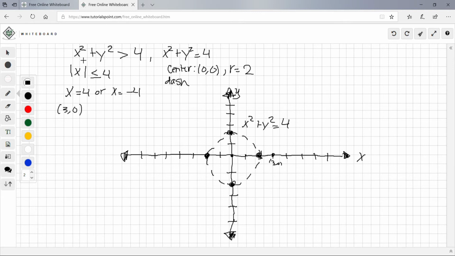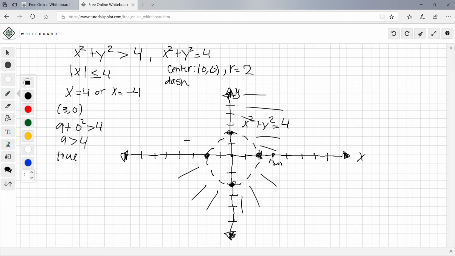So I'll put it in this equation. 3 squared is 9 plus 0 squared is 0 is greater than 4. So is 9 greater than 4? True. 9 is greater than 4. So I'm not going to shade inside the circle, I'm going to shade outside of the circle. So it's this whole thing. And I'm going to do a light shade because I still have to graph the other one.